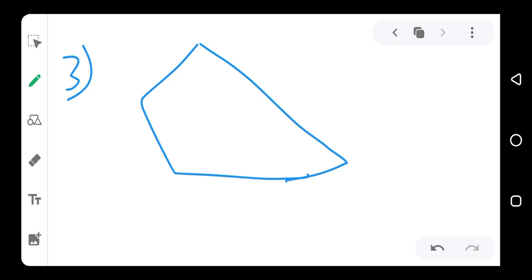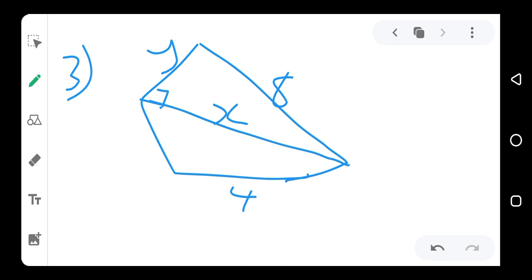A kite, and you have this. Now you have this. Okay, all right, and we have this place. This place is perpendicular. This is x. This is 8. This is y. This is 4, and this is perpendicular.